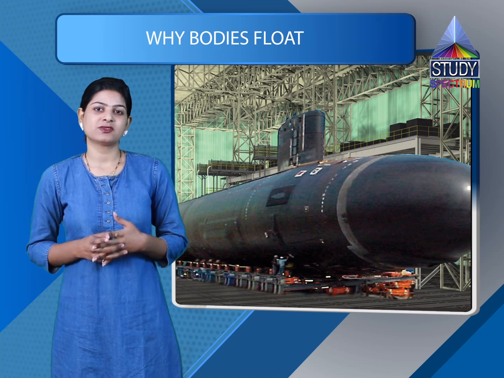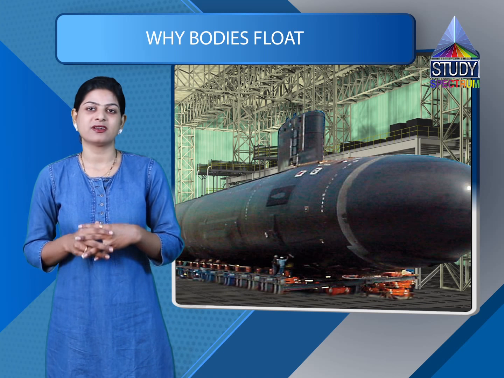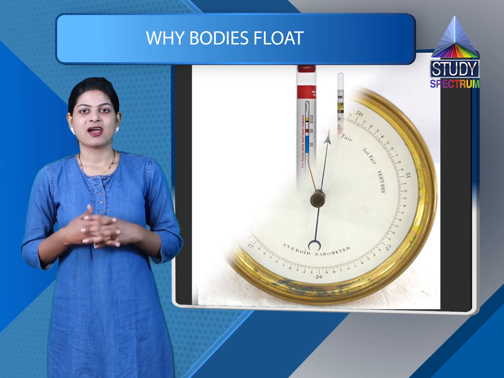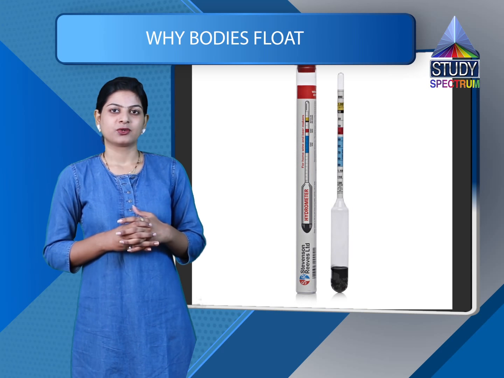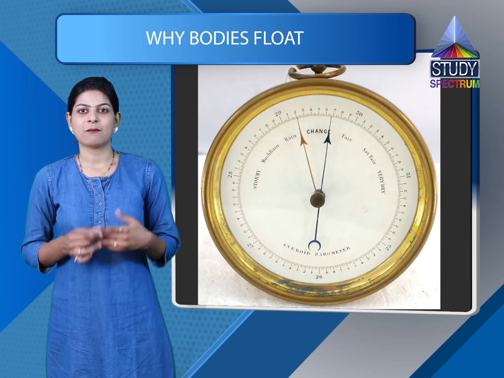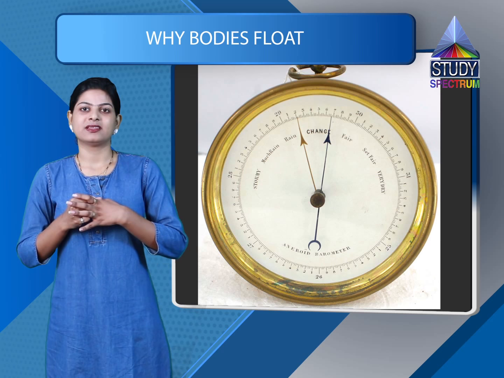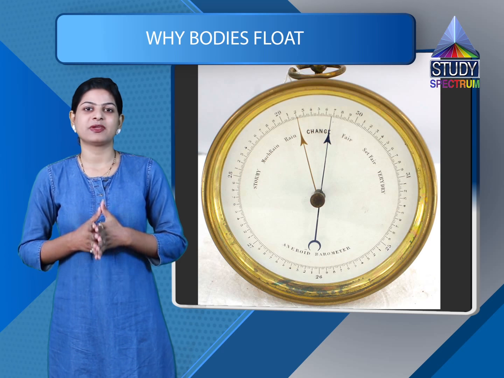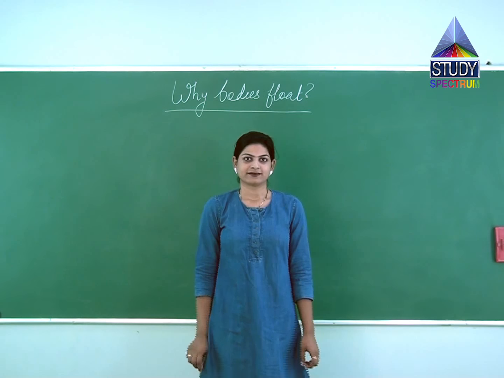There are some instruments also to measure the pressure using this principle: barometer and hydrometer. Hydrometer was used to find the purity of the sample of milk, while barometer is used to find the pressure into a liquid. In this way, Archimedes principle can be used for various purposes.